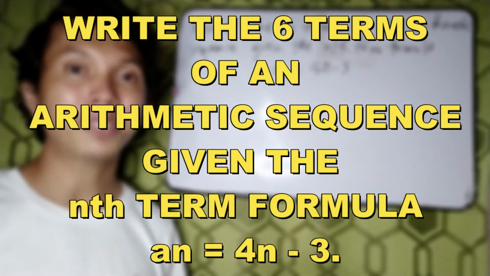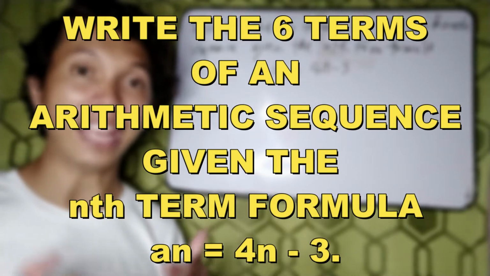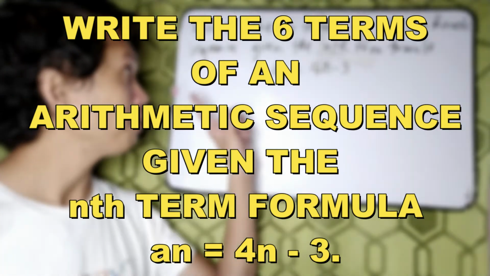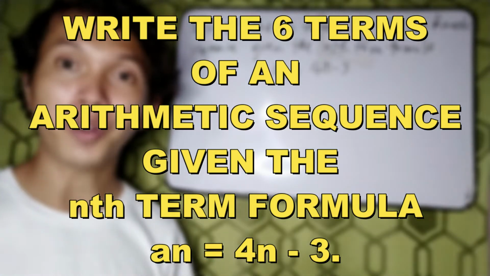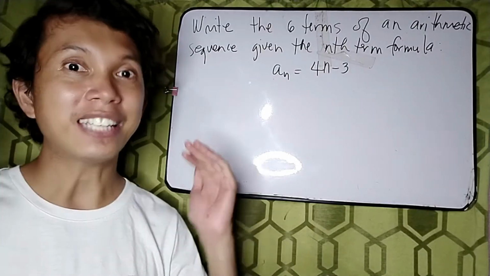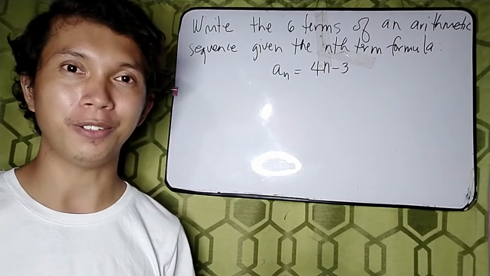Write the 6 terms of the arithmetic sequence given the nth term, which is a sub n is equal to 4n minus 3. Let's answer this in this new learn video.